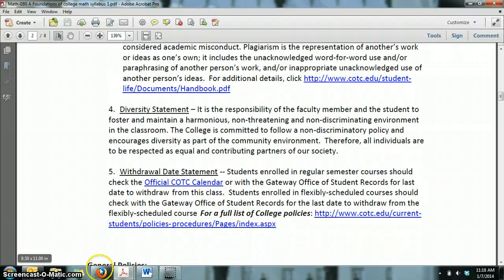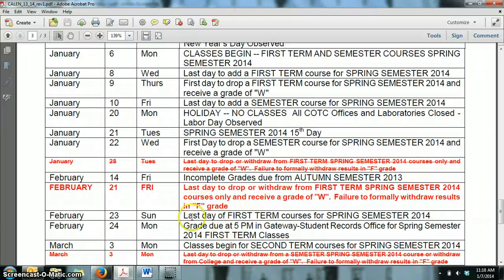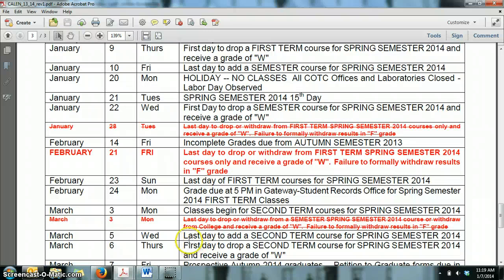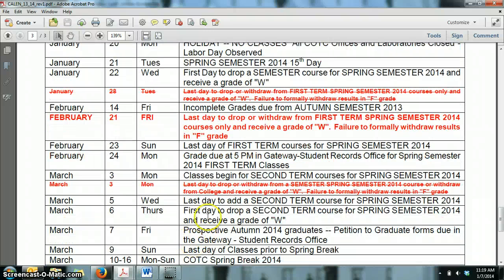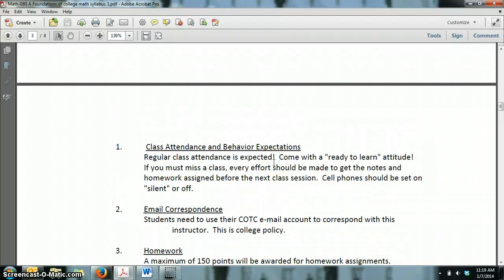Withdrawal statement. For this course, I'm going to look at this schedule real quick. The last day to drop semester courses. Let's find it. So it's somewhere in here. Just make sure you drop the course before then, so that you don't have to pay for it. There comes a certain point where if you try to withdraw, I have to give you an F. So please be aware of those dates if you feel like you're going to withdraw from the course.